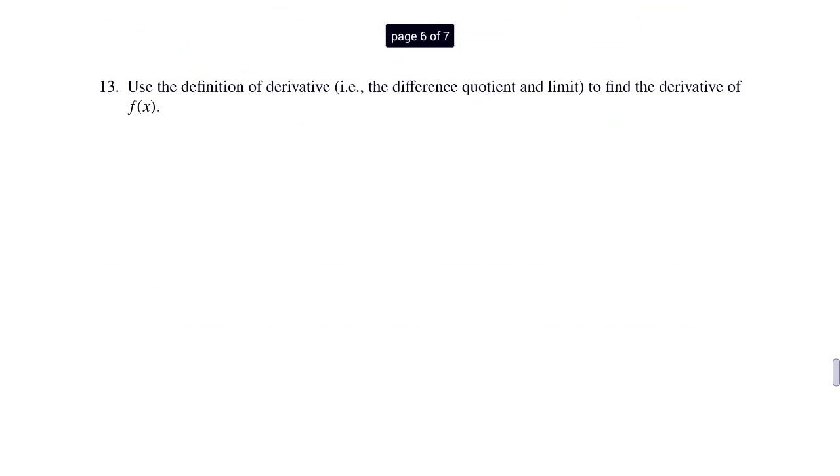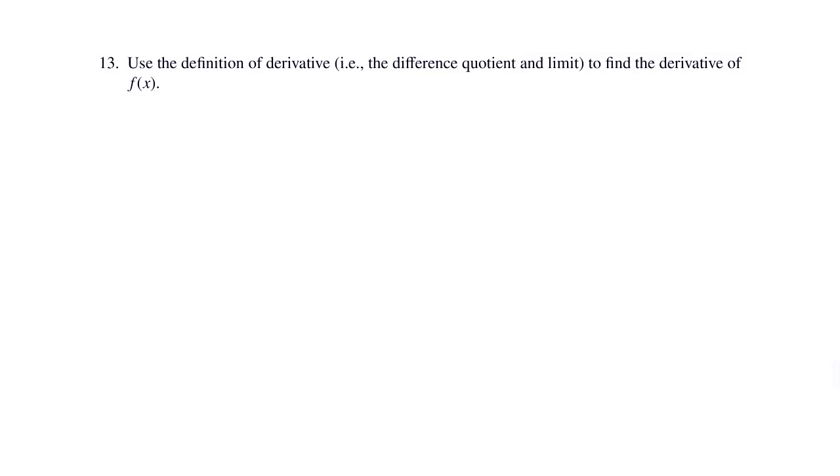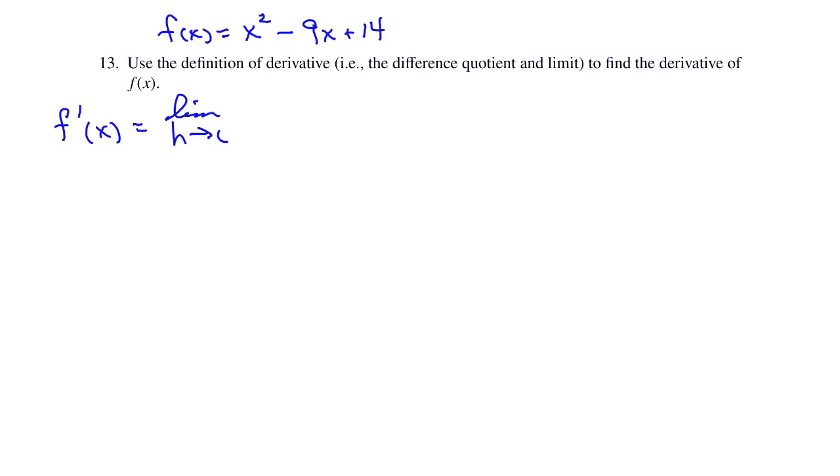Question 13, use that function. I'll write the function up here again. It's x squared minus 9x plus 14. Use the definition of derivative with the difference quotient and the limit to find the derivative. So f prime of x is equal to the limit as h goes to 0 of f of x plus h minus f of x over h.